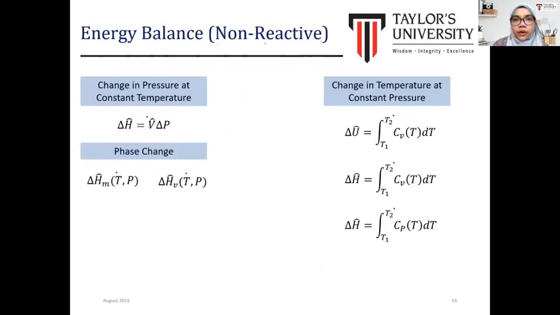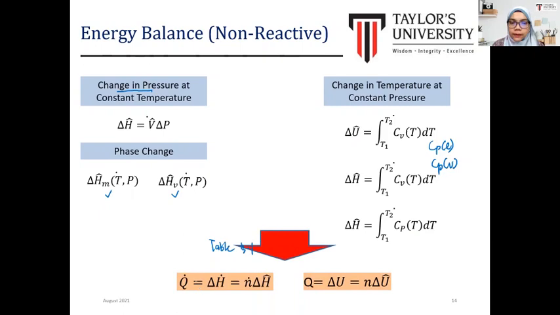In summary, for non-reactive processes, if it involves a change in pressure or a change in phase, you may consider whether the process is melting or vaporization. And if it involves a change in temperature, you may consider it based on constant volume or pressure, whether Cp in liquid or Cp in vapor. All the information may be referred to table B1. Finally, you can get this Q.